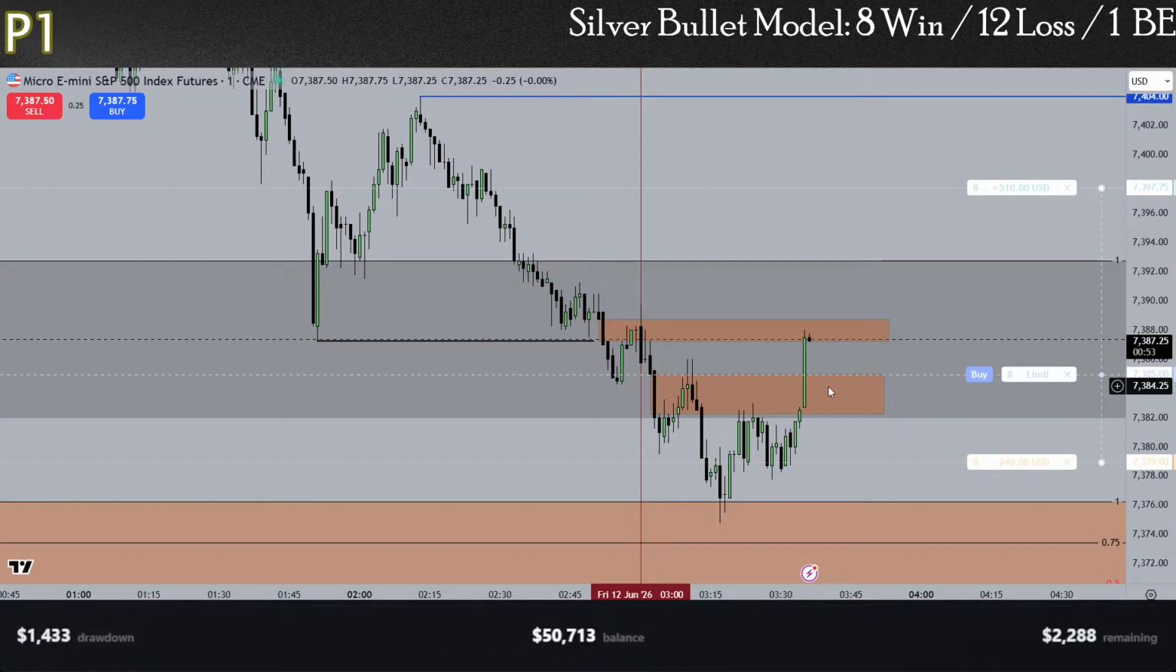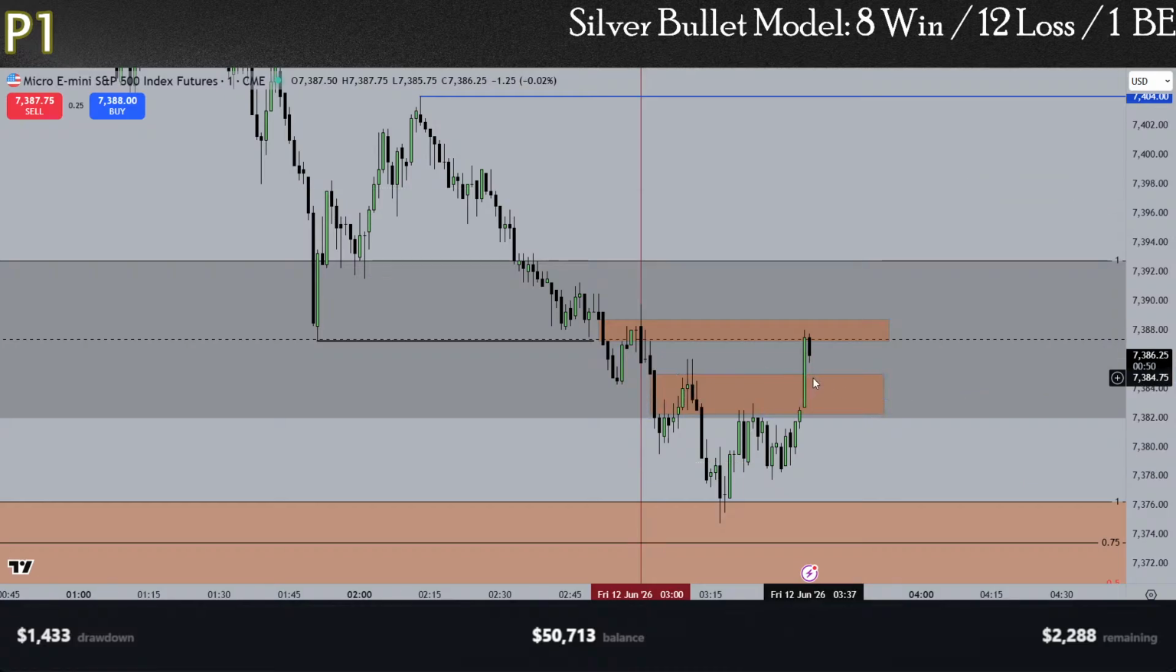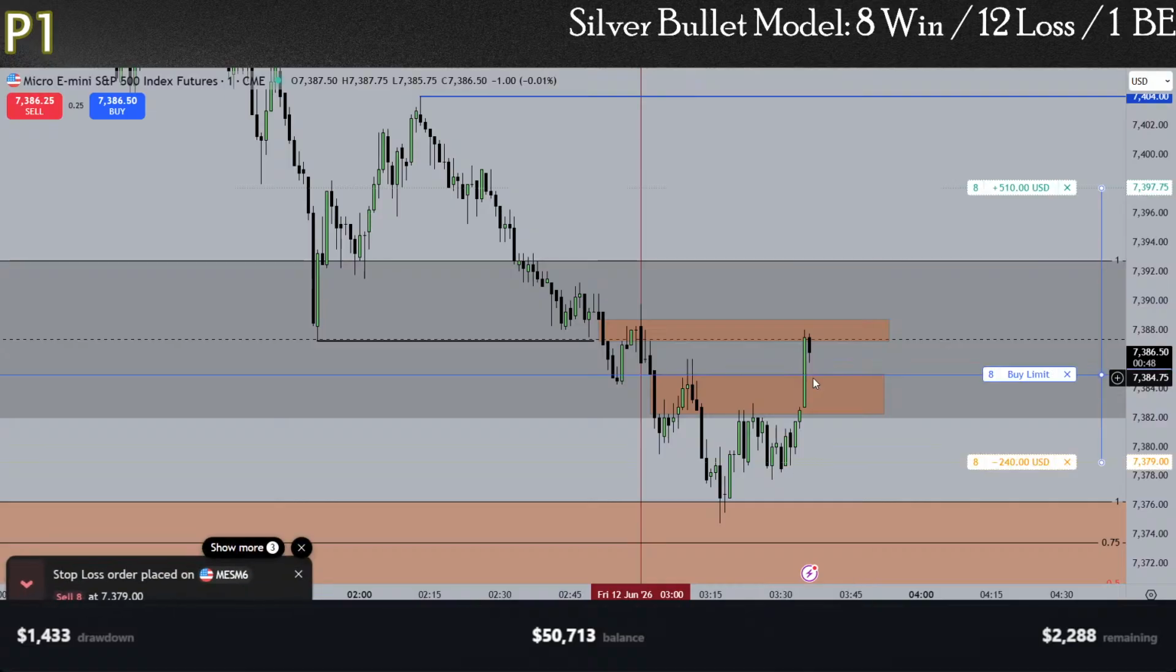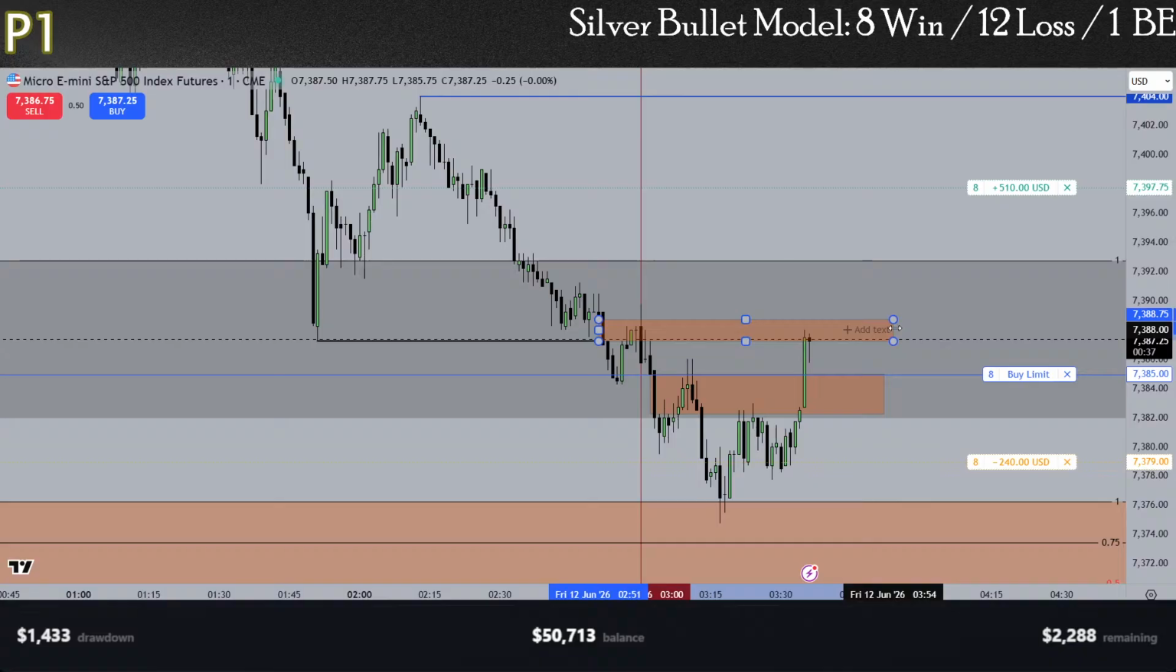All right, so we did close above it. I'm placing the limit order right there at the high of this. So any return into it, I'll be expecting to get long.